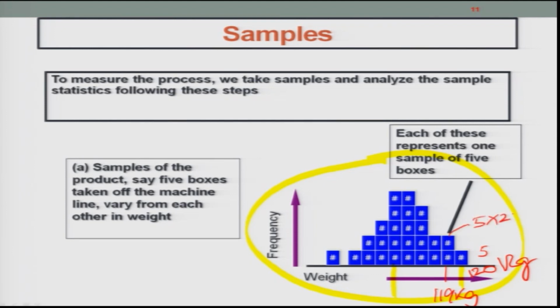So, once you plot it, you will have a so called histogram, or the distribution of the weight of the boxes with respect to the weights, and you can find out some characteristics of the overall sample as well as the population from this histogram which you have drawn.